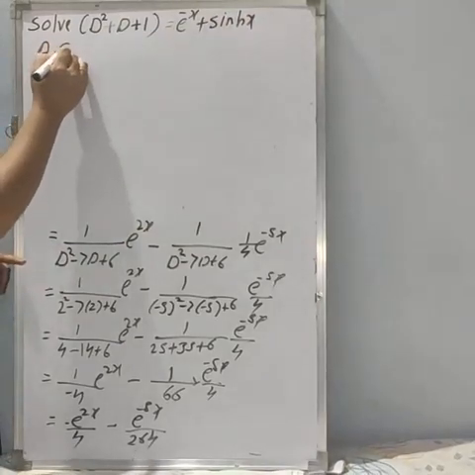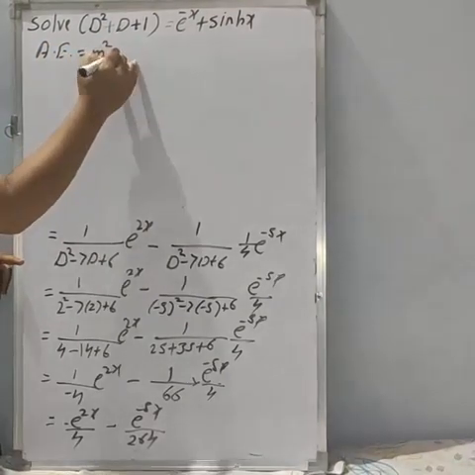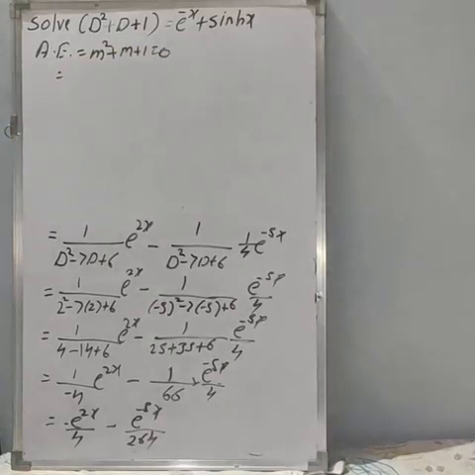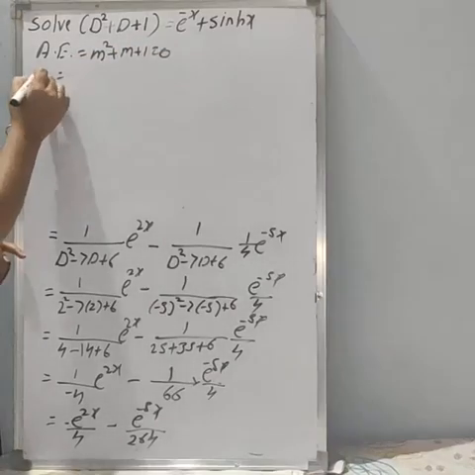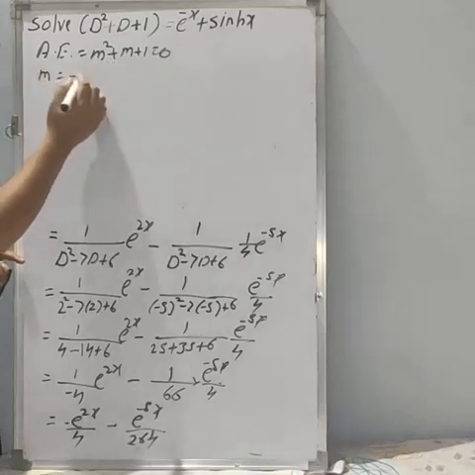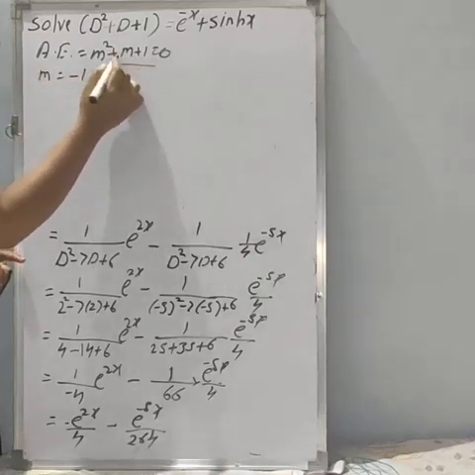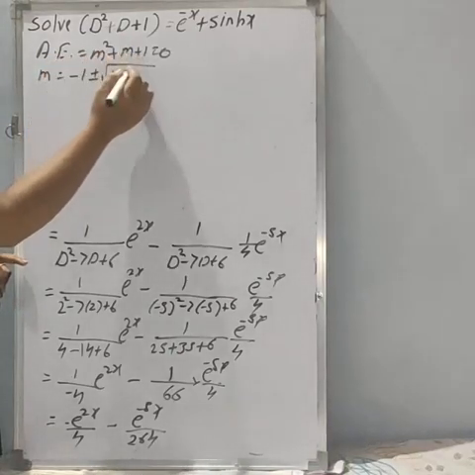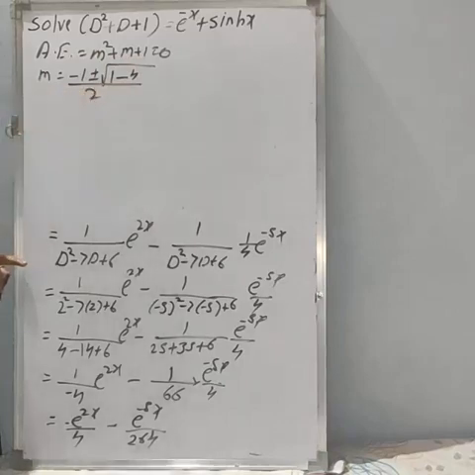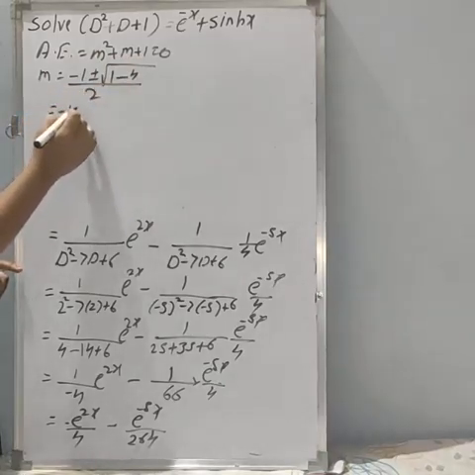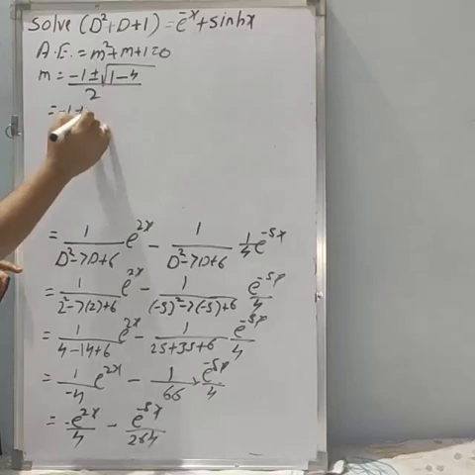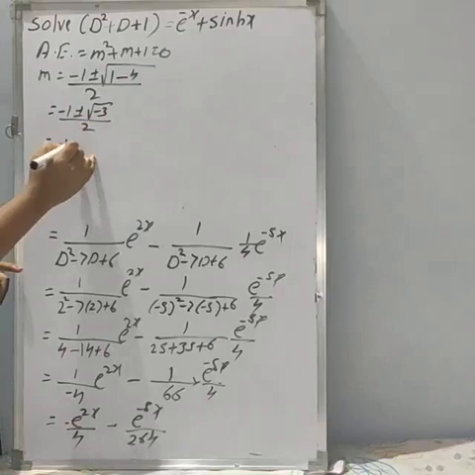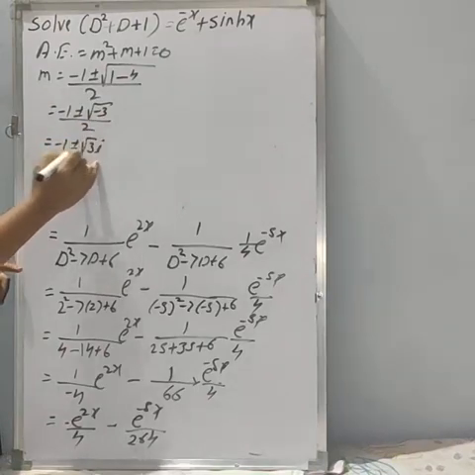So we get the auxiliary equation m square plus m plus 1 is equal to 0. Here the factorization method is not possible, so we will use the formula. m is equal to minus b, b value is 1, so minus 1 plus or minus square root of b square, that is 1 square is 1, minus 4 into a into c, 4 into 1 into 1, so it is 4, divided by 2a, so it is 2. So minus 1 plus or minus square root of 1 minus 4, which is minus 3, divided by 2. That is nothing but minus 1 plus or minus root 3i divided by 2.